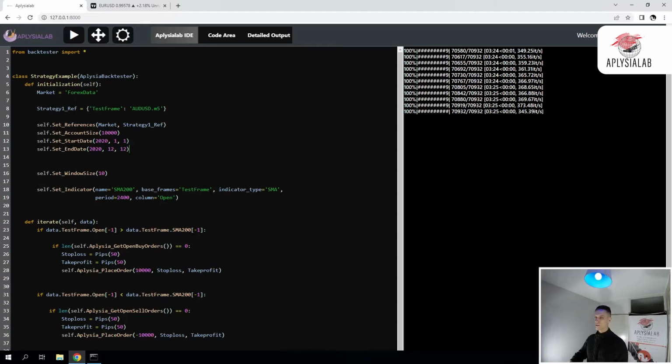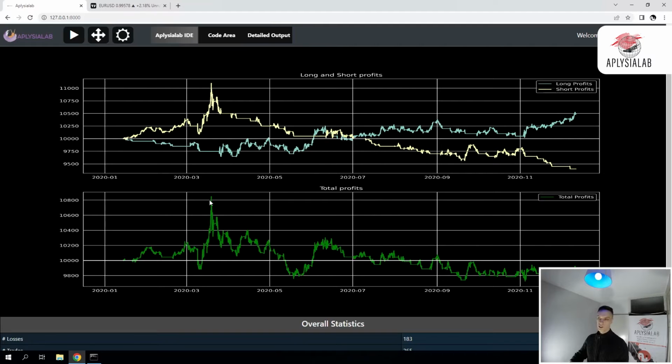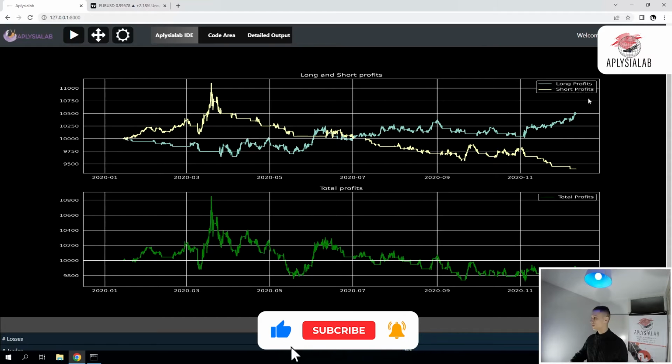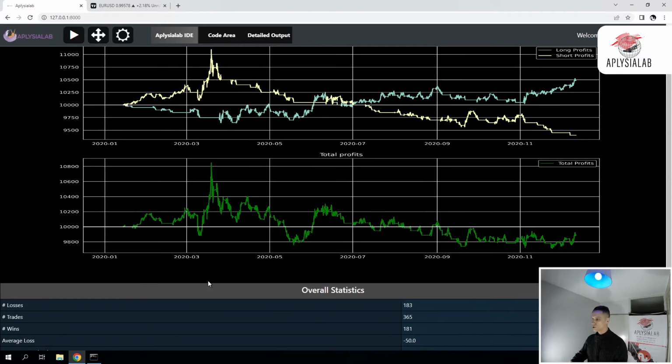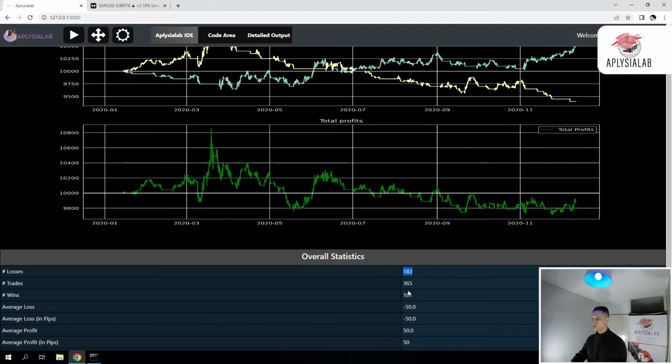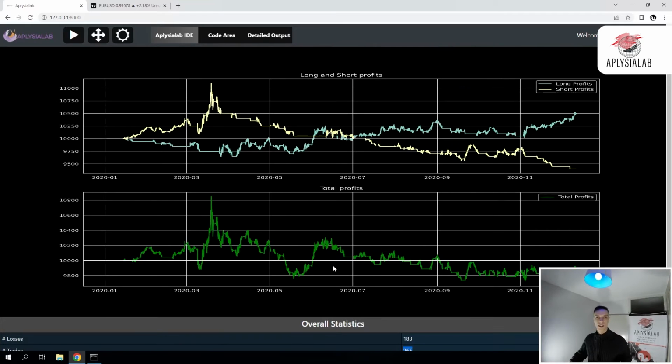Okay, we're back. The backtest is finished. So let's take a look at the results here. All right, so we have quite a flat line here. So you can see again the legend here, the long versus shorts, and the bottom is both of them summed together. And you can see that it's fairly even. Same as buying at random, pretty much. Here we have 180 losses, 180 wins, and 365 trades. So more or less 50-50 win rate. So it's the same as buying at random.